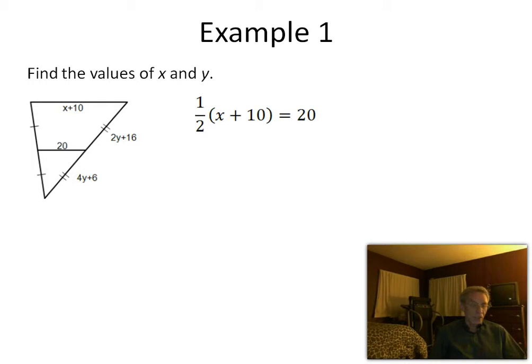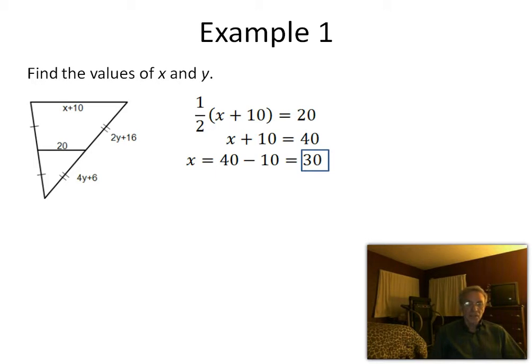To solve this and to take care of the fraction at the same time, we're going to multiply both sides of the equation by 2. So 2 times 1/2 is 1, which leaves us with x plus 10 on the left. 2 times 20 is 40, so that's our right value. This gives us x plus 10 equals 40. Subtract the 10 from both sides, and x is equal to 30.